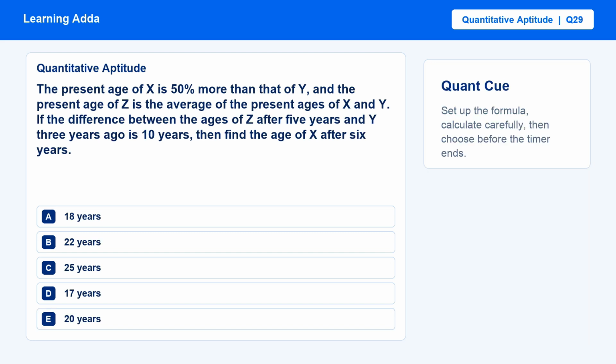Question 29. The present age of X is 50% more than that of Y, and the present age of Z is the average of the present ages of X and Y. If the difference between the ages of Z after 5 years and Y 3 years ago is 10 years, then find the age of X after 6 years. Option A 18 years. Option B 22 years. Option C 25 years. Option D 17 years. Option E 20 years. The timer starts now.